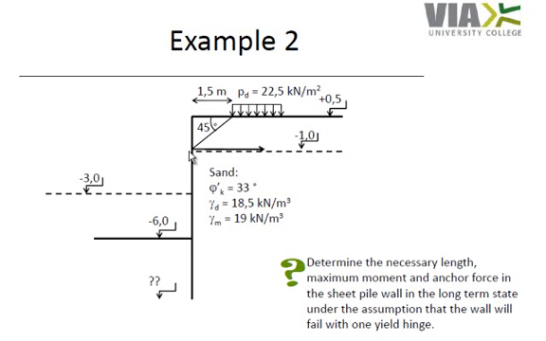The exercise is still to determine the necessary length, maximum moment, and anchor force in the sheet pile wall in the long-term state, under the assumption that the wall will fail with one yielding.